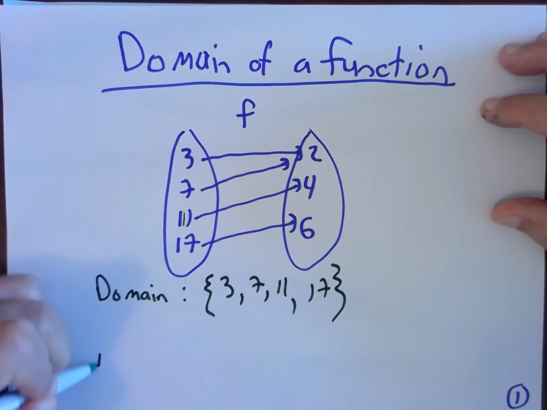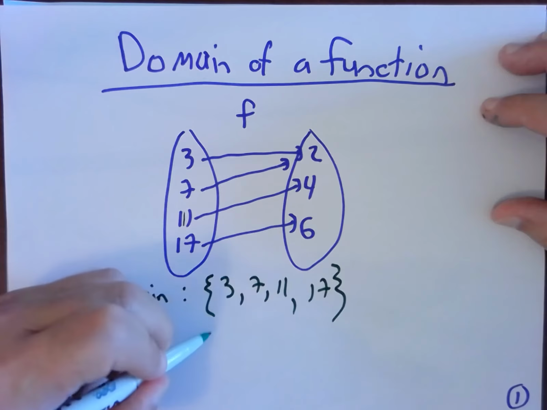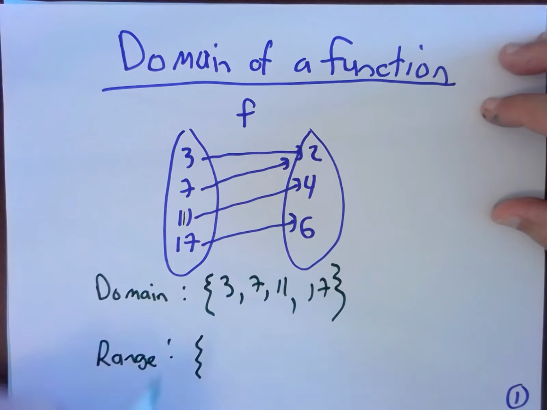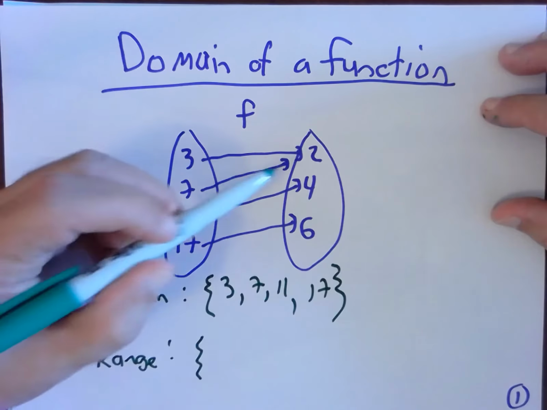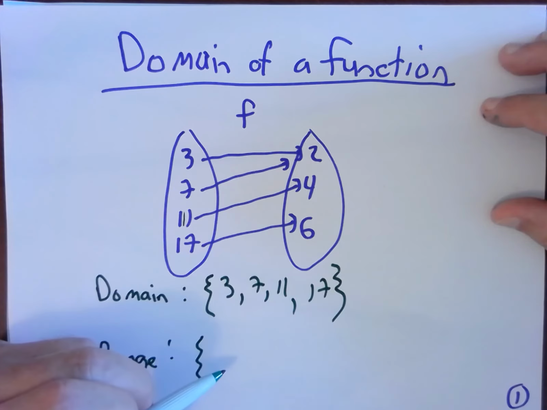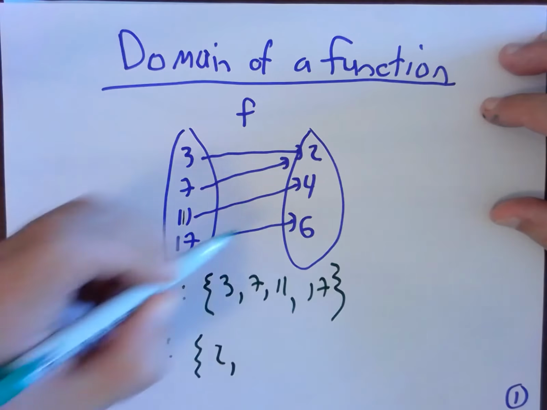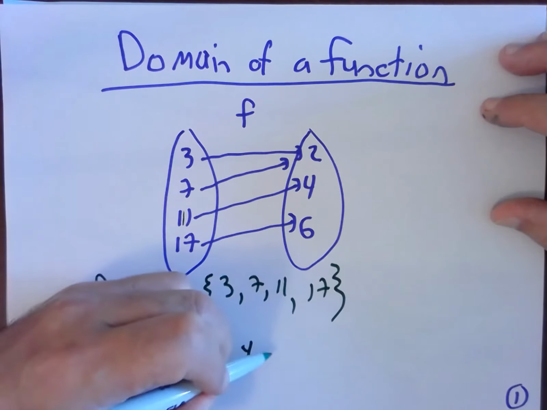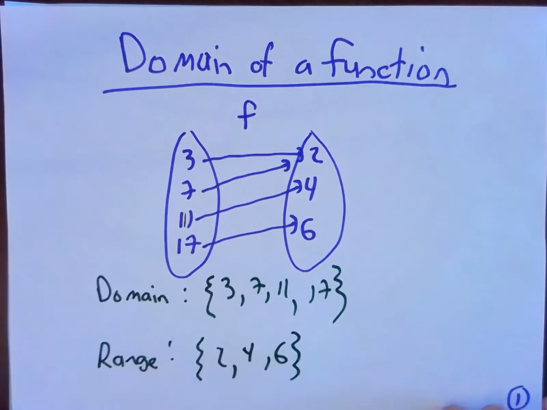For the range, we can also, in this particular case, list out all the outputs we're using. So we have two different inputs that both go to 2. Do we have to list 2 down here twice? No, if it's in the range, it's in the range. We don't have to list it twice. The possible outputs we could use are 2, 4, 6. Domain's the set of all the inputs. Range is the set of all the outputs.